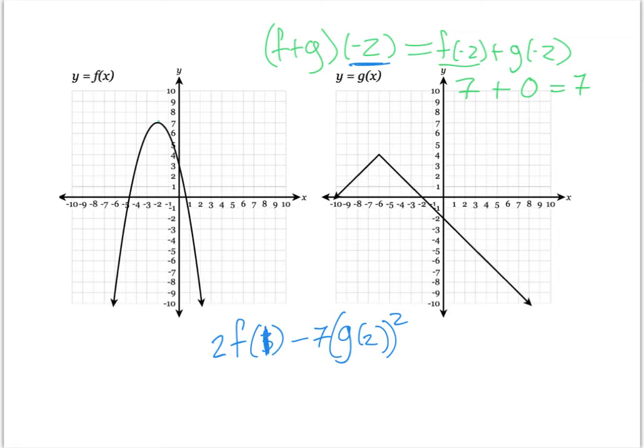Let's go with f of 1, because that will actually be pretty easy to find. All right, so we have -2. So 2 times -2 minus 7 g of 2, that's easy to see, -4 squared. I'm going to go with -4 minus 7 times 16, which is going to be 70 plus 42 is 112. So -4 minus 112 is -116.